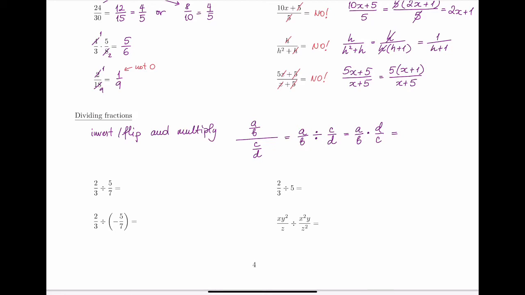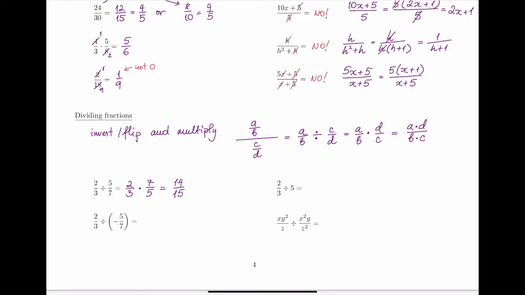Here, we've now reduced this problem to multiplication, and I'm just going to multiply across the numerator and the denominator, yielding AD over BC. Okay, let's try once again how this works with numbers before we try it with variables. So 2/3 divided by 5 over 7. Again, I'm going to take my first fraction, leave it be, multiply by the flipped version of the second fraction, so 7/5. And now I can multiply across: 14 over 15.